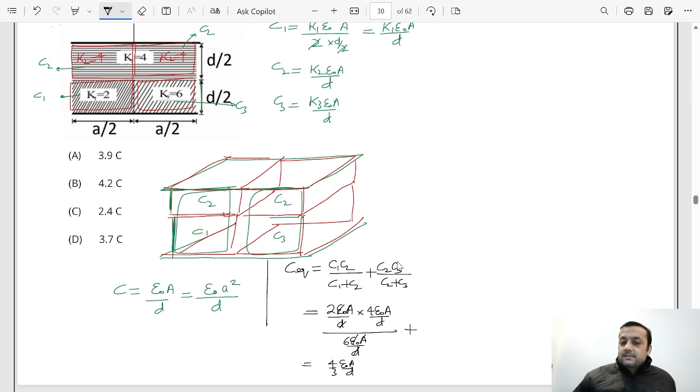Alright, plus this term, C2 C3. So look, C2 is K2, that means 4 epsilon naught A by D, into C3 is 6, so this will become 6 epsilon naught A by D upon 6 plus 4, 10 epsilon naught A by D. Now if you see, epsilon naught A by D will get cancelled. 6 fours are how much? 6 fours are 24 by 10, so 2.4. 2.4 epsilon naught A by D.